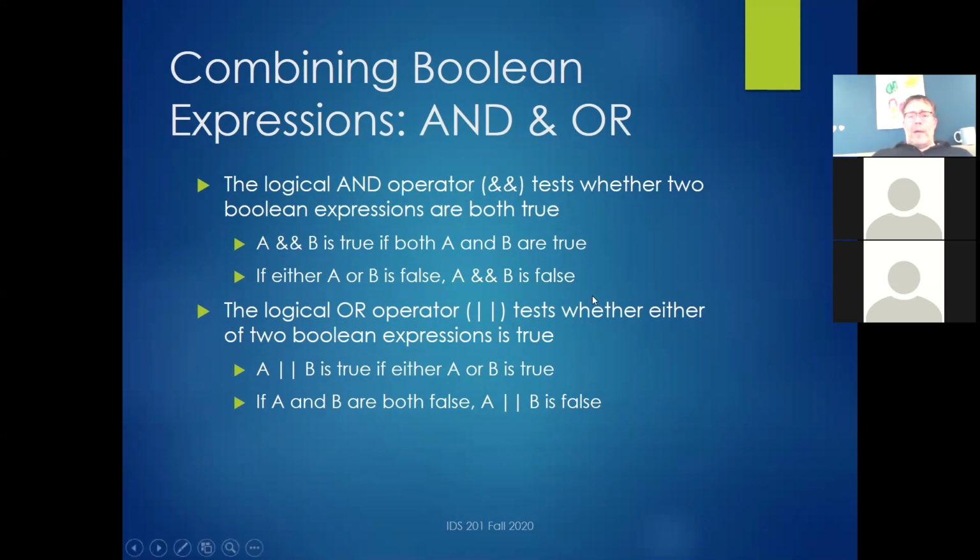The logical or operator, on the other hand, tests whether either of two Boolean expressions or both is true. So if either one of these or tests is going to be true, then the whole expression is true. So I say A or B, that entire expression resolves to true if either A or B is true. Okay, but if A and B are both false, then A or B is false.